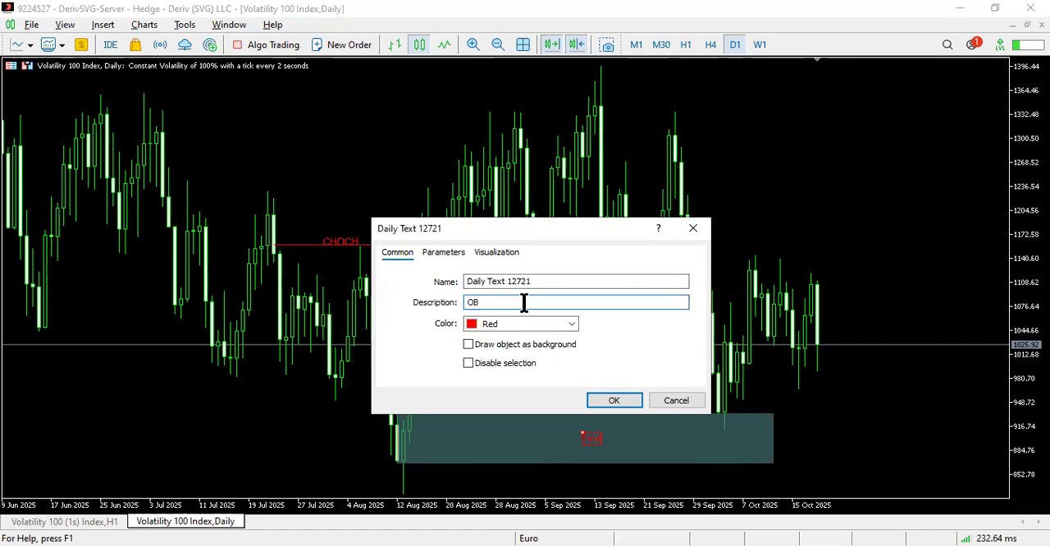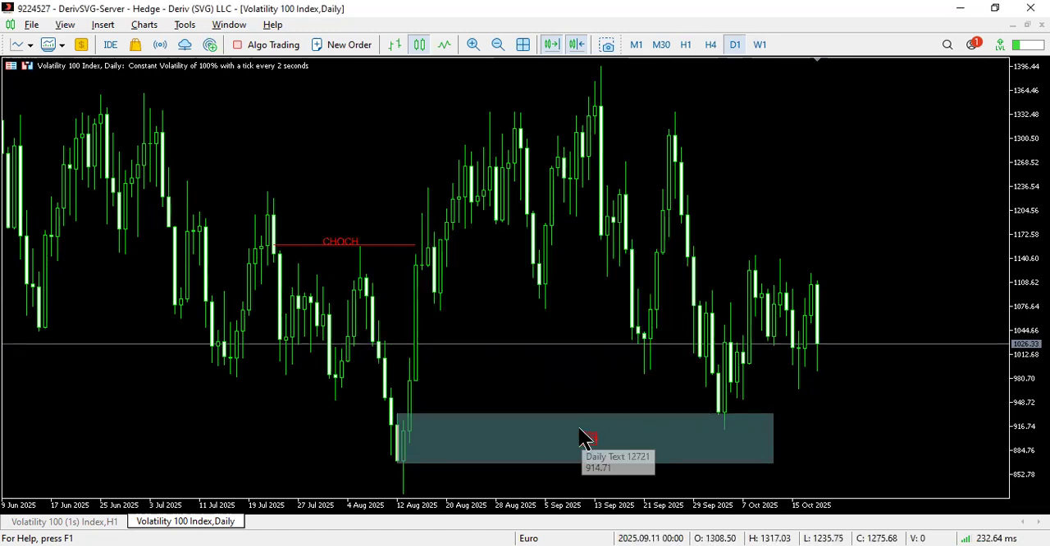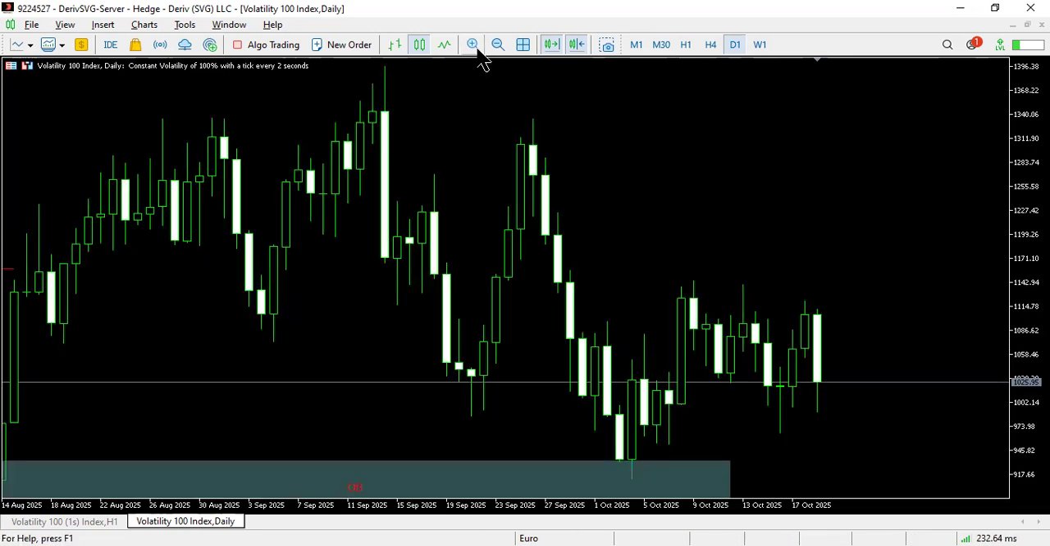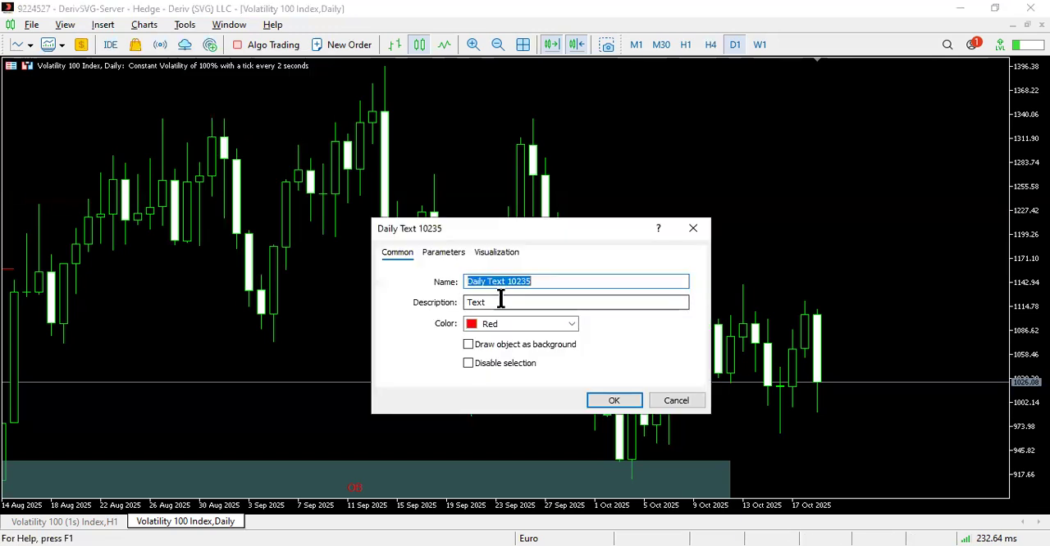So that is the order block which caused the change of character, and price is shooting up from that order block. And then we can see price cleared that high. That is a break of structure.